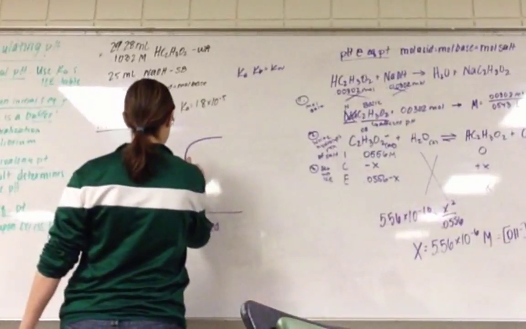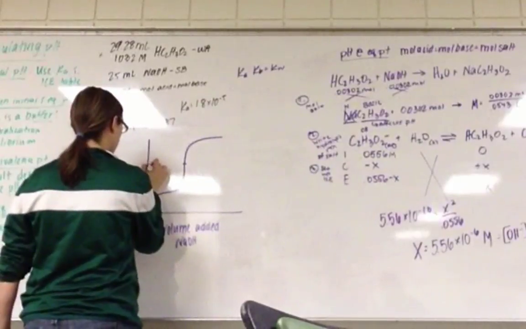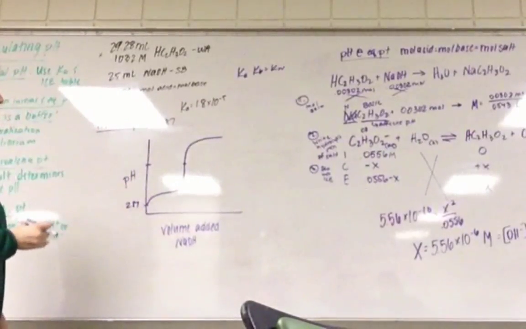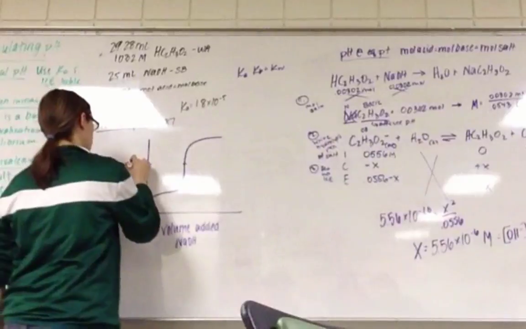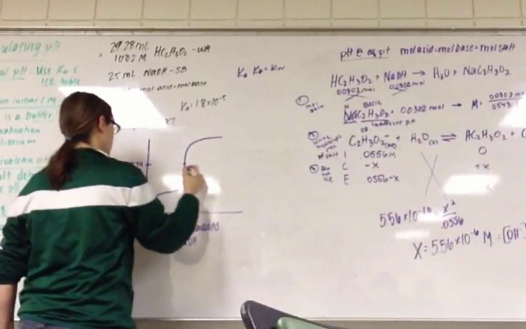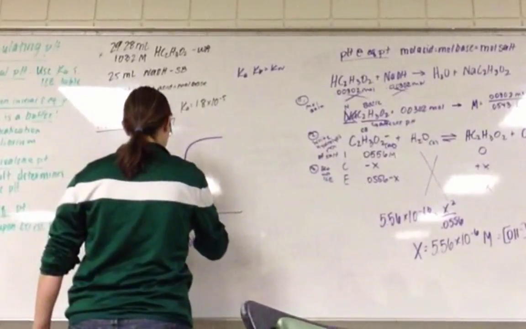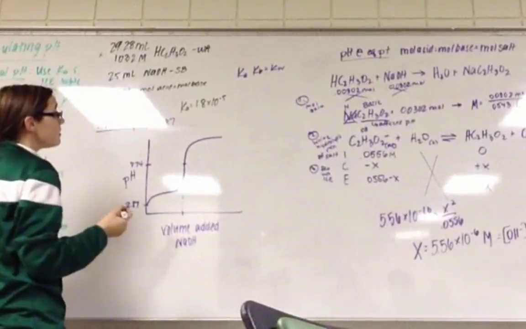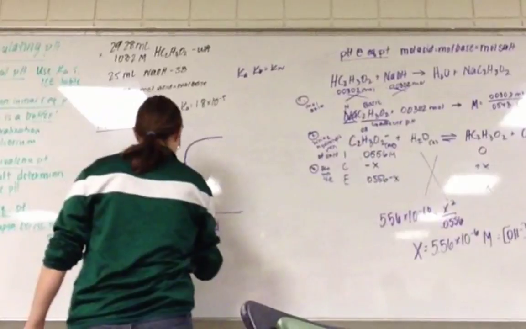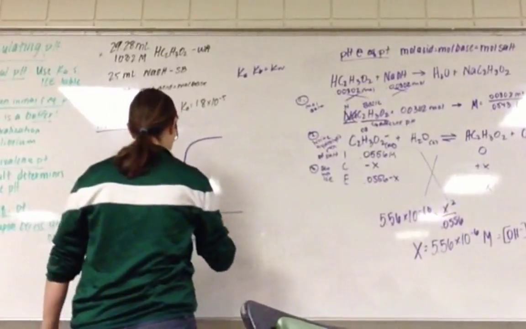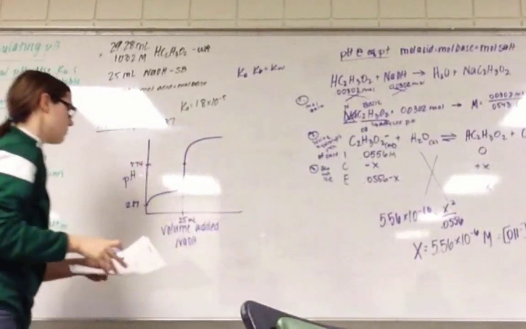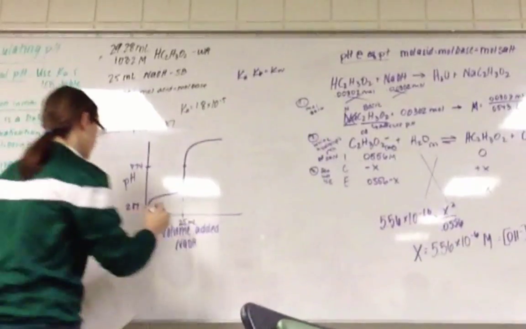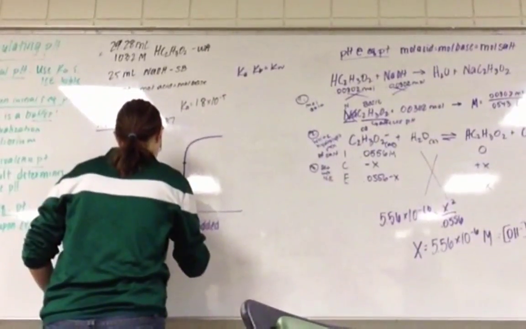So here is my equivalence point. What's the pH at my equivalence point? 8.74. What volume of NaOH was added at the equivalence point? 25 milliliters. Yep, 25 milliliters. And there's one more thing that we can put on here: the half equivalence point. So 12.5.